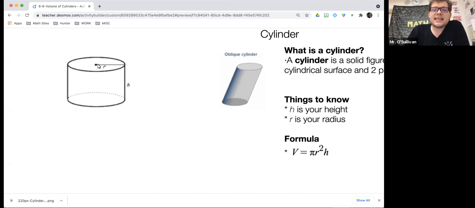Remember, the radius is half your diameter. So if I'm given my diameter, I take my diameter and I divide by 2. So if my diameter was 10, my radius would be 5 because 10 divided by 2 is 5.